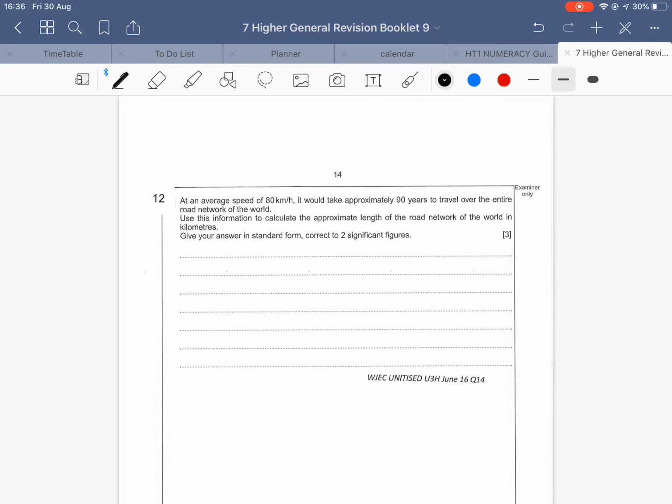So they've given us a speed and they've given us a time. They want us to calculate a distance. So we're going to use speed, distance, time. So speed is distance over time. Okay? So we've got our speed is 80. We don't have our distance, do we? No. But we have 90 years. I'm going to put years because obviously the 80 is in kilometers per hour.